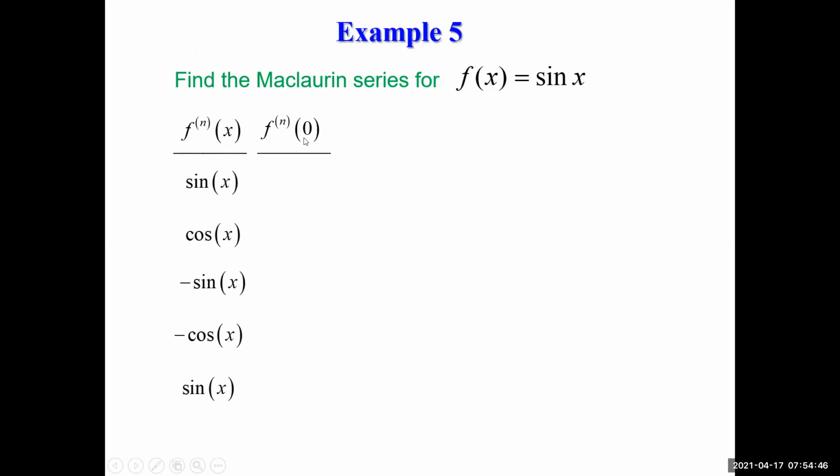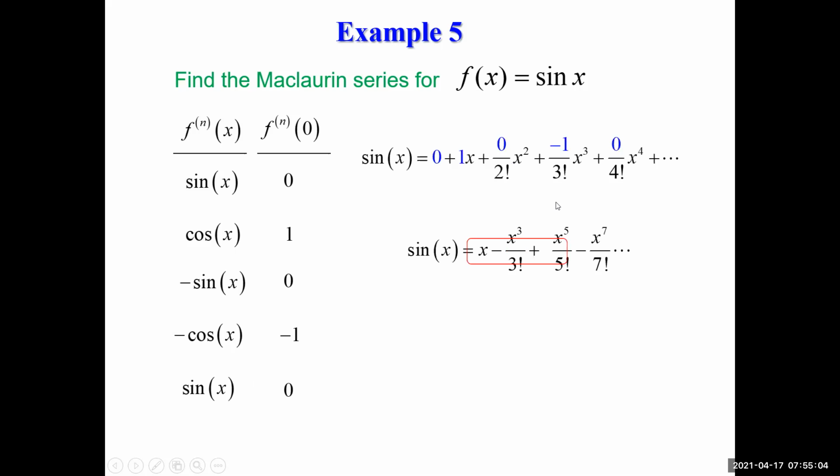This column right here, you're going to plug in. Again, Maclaurin series means centered at 0. Plug 0 in, I got sine of 0 is 0, cosine of 0 is 1, sine of 0 is 0, cosine of 0 is 1 with a negative, that's negative 1, and back to 0. And then you plug in the formula. Again, the formula is always the same for Maclaurin series, with these coefficient numerators here that we plug in.